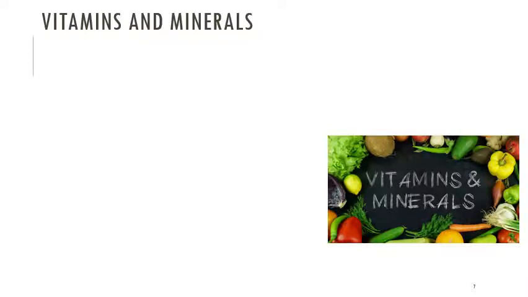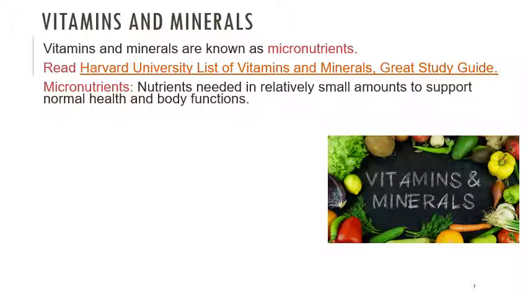Vitamins and minerals. Vitamins and minerals are known as micronutrients because you need less of them. If you read the Harvard University list of vitamins and minerals, it's a great study tool, especially when you reach the vitamins and minerals section. It will really help you understand because the list is there and you can go beyond that too. Especially when you're reading, you have the whole list there instead of having it on your notes all over the place. It's a good organizational chart that they made.